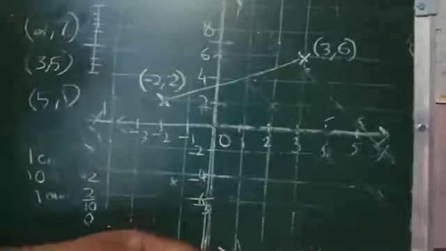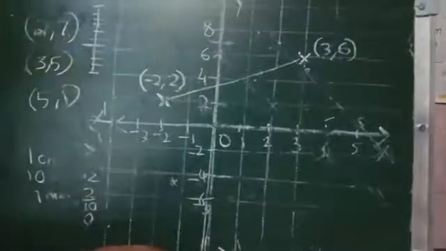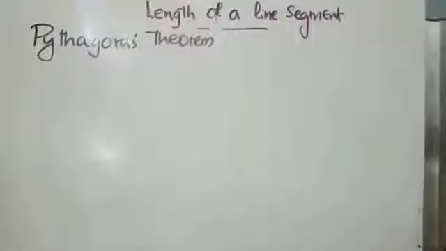Have you heard about the Pythagoras theorem? Okay, let's discuss now. The Pythagoras theorem discusses the relation between the sides of a right-angled triangle. So we use the Pythagoras theorem on a right-angled triangle, and it discusses the relation between the sides of a right-angled triangle.